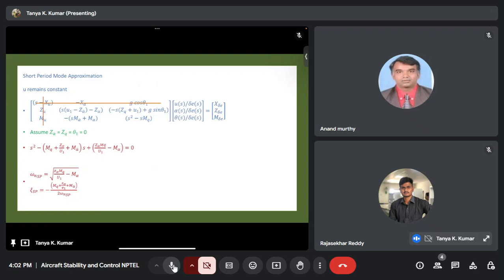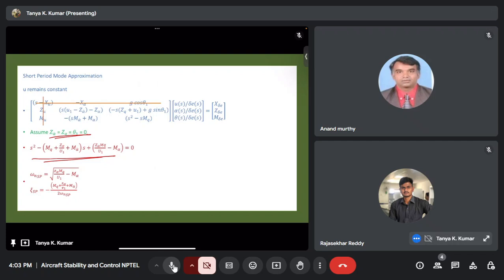So one such approximation is the short period mode, where you assume u to remain constant. So when u remains constant, the first row and the first column are eliminated, and the other assumptions that follow because u remains constant is that these 3 terms are also 0. So now when you apply all of these assumptions to the above equation, you get a second order approximation for the short period mode, which is this equation, and from that equate it to a typical second order system, and you get omega n and damping ratio zeta.